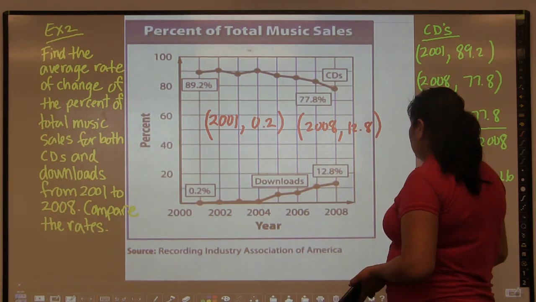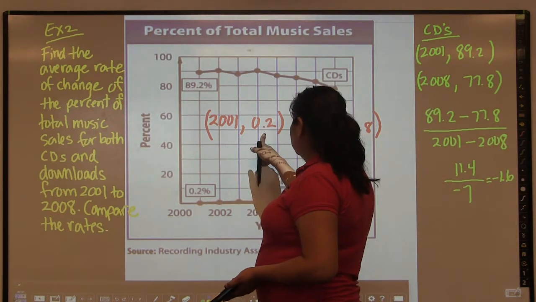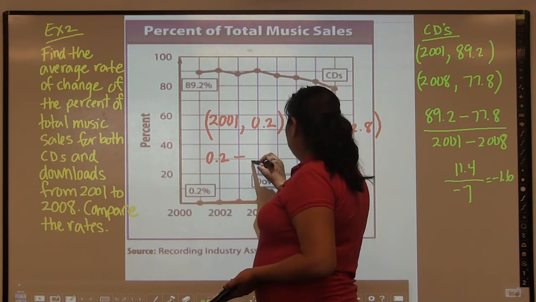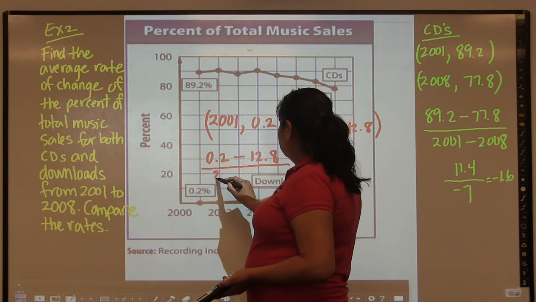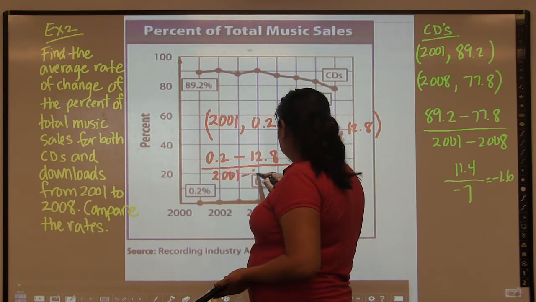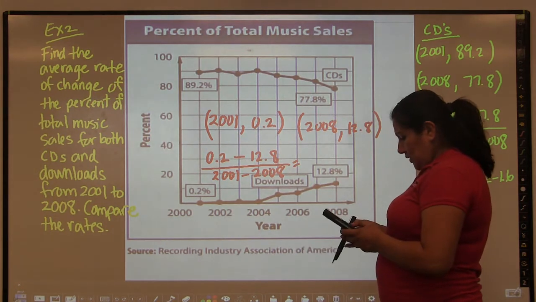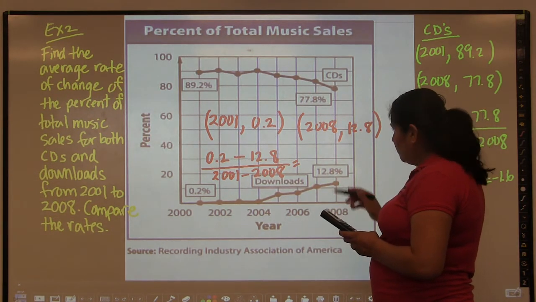So we're going to calculate the rate of change here. So again, we're going to just start with this Y first. So it's 0.2 minus 12.8. And then divide that by 2001 minus 2008. Remember, please stay consistent. So 0.2 minus 12.8 is -12.6.